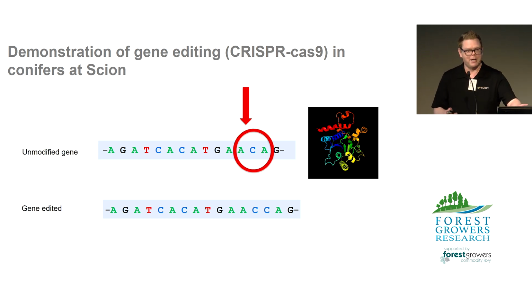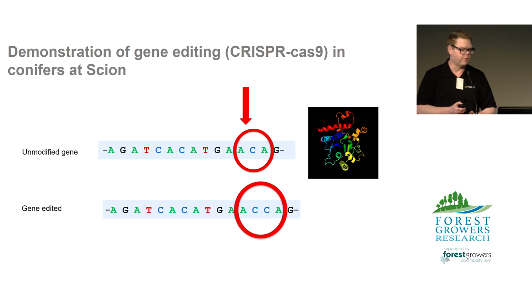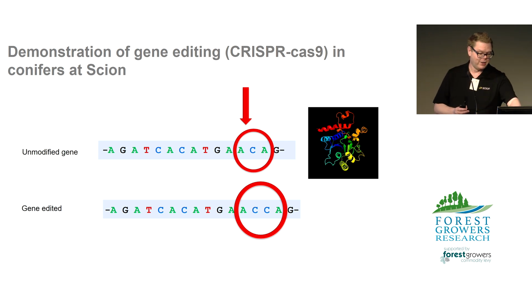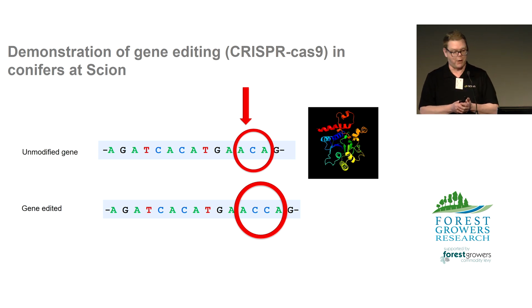But in the wild type or unedited plant, we actually have a sequence of ACA. In one of our edited plants, there's a very small change. The plant has actually inserted an extra C, so a very minor change. So it's now ACCA, and it's precisely at the place we directed it to happen.